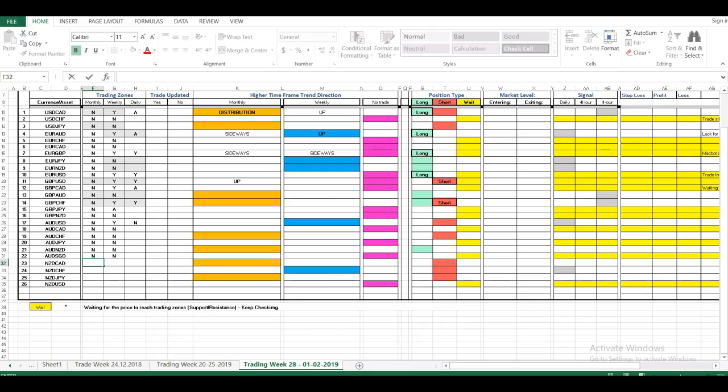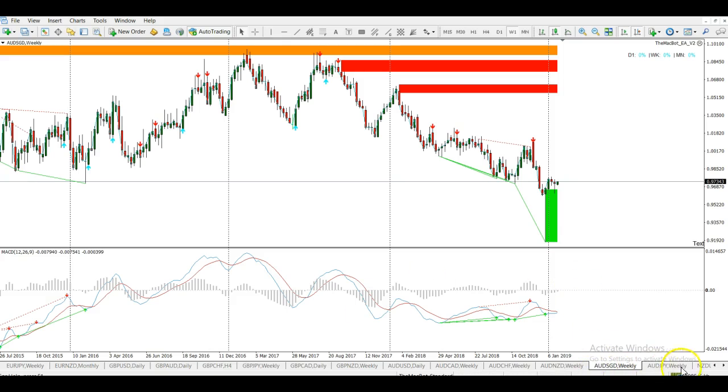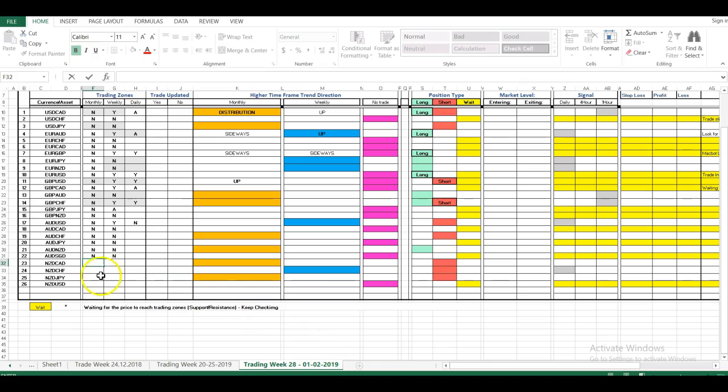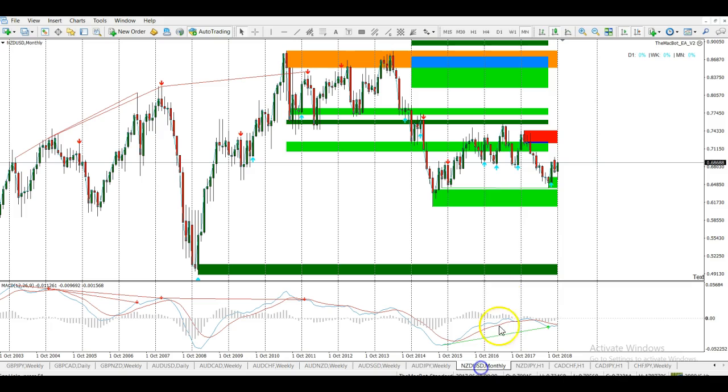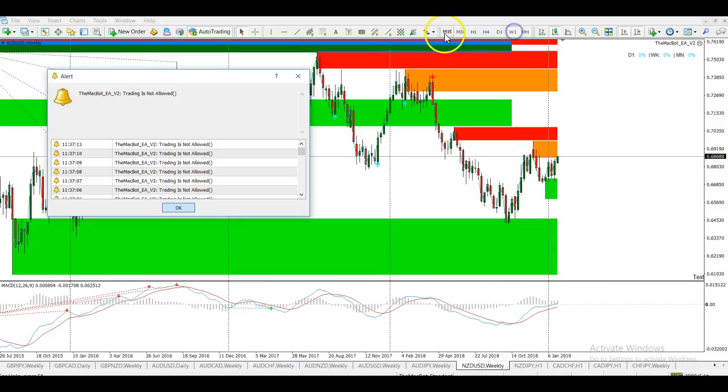Kiwi CAD. It's not loaded, so we'll not even look at it. I don't know why it's not loaded on this platform. Kiwi Swiss franc. Let's look at XAUUSD.